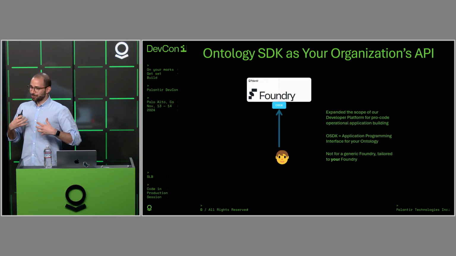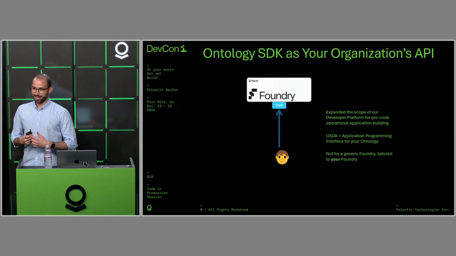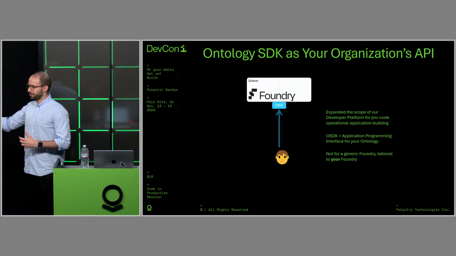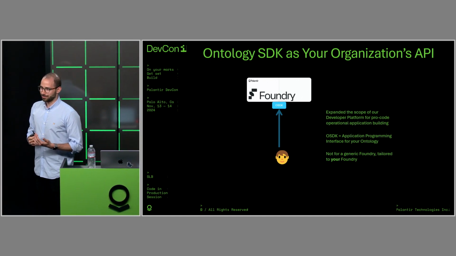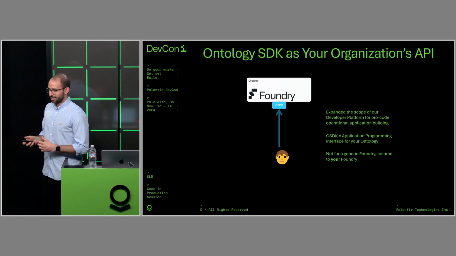So my organization in this case is the data set of articles, tech articles, and that is my organization. And the OSDK is the API with which I can interact with this rich model that I've invested in. So I've invested in cleaning up the data sets, I've invested in enriching it with embeddings, and the OSDK is the API with which I can interact with that.